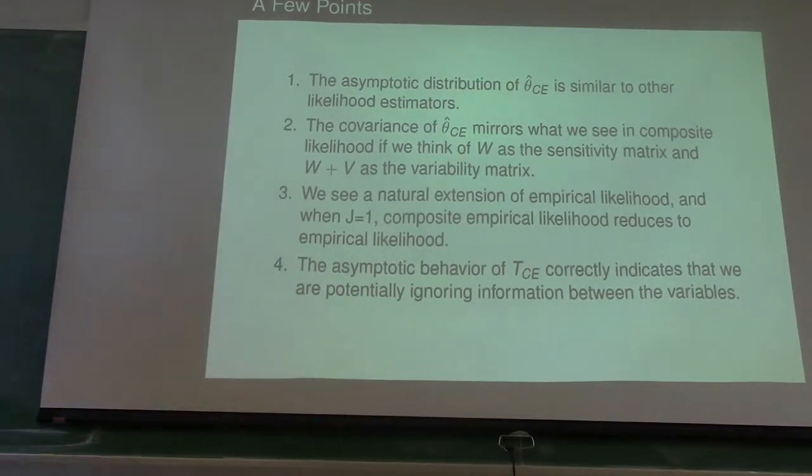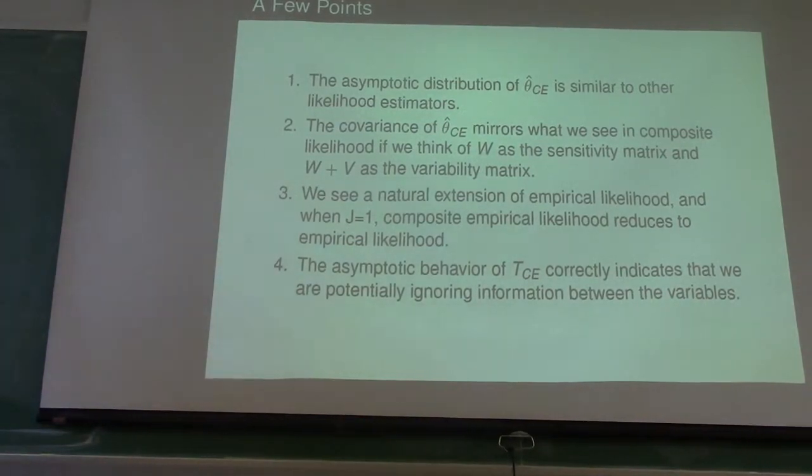Again, like I pointed out, the reason I wrote the variance-covariance matrix in that form is because I've been trying to think about, okay, can I think of W as a sensitivity matrix and then W plus V as a variability matrix? I don't know, but long-term I'd like to be able to come up with something that says this is really the non-parametric equivalent of what we see in likelihood.